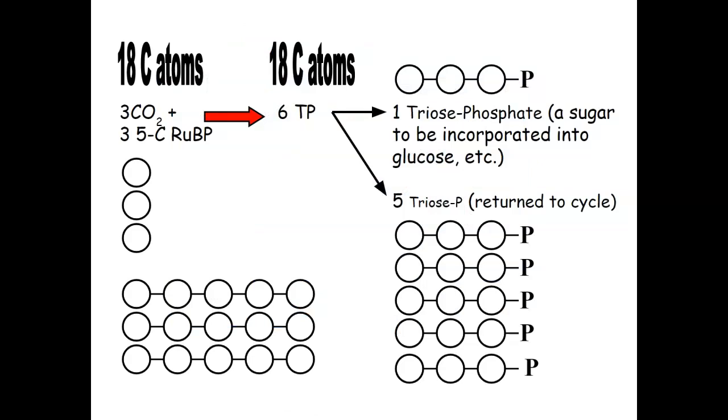Let's count our carbons, make sure we have them all. So at the beginning of the process, we started with 18 carbons because we had 3 CO2s, so that's 3 carbons. And then we had 5 ribulose bisphosphates. So 3 times 5, that's 15. So here's my RuBPs, here's my CO2s. That's all 18 carbons. In the process, we're going to make 6 molecules of triose phosphate. Remember, triose phosphate is a 3-carbon molecule, so 6 times 3 is 18. Of those 6 triose phosphates, 1 leaves the cycle as the final product. The other 5 stay in the cycle. So we still have 18 carbons.